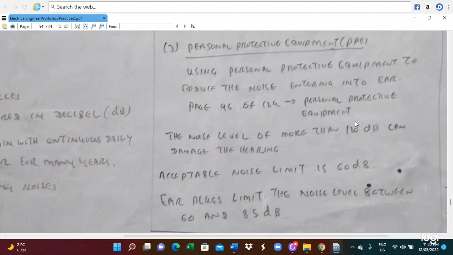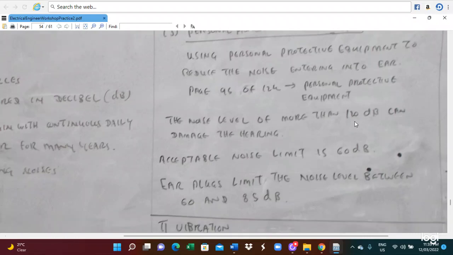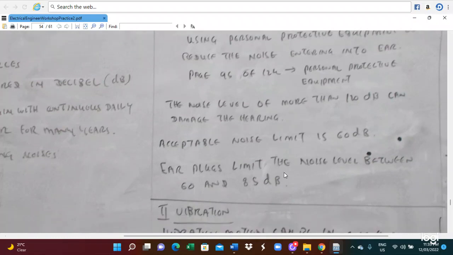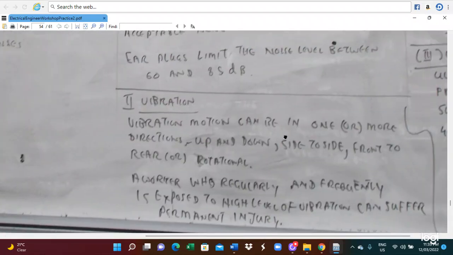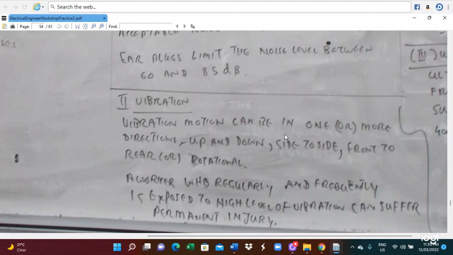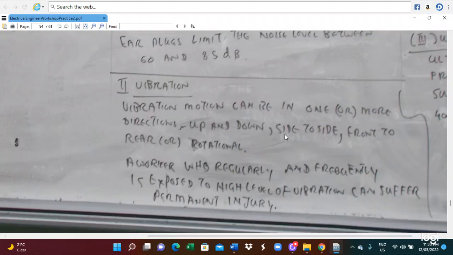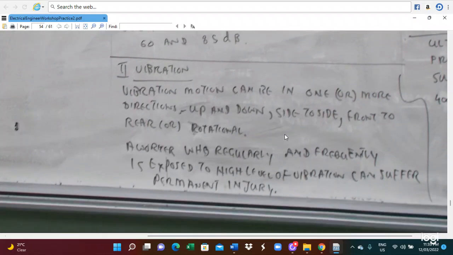In this case, a certain noise limit is 60 decibels. Earplugs limit the noise level between 60 to 85 decibels. Vibration is also a problem because you are using electric power tools. Because of the vibration, your hand can be injured. Therefore, workers need to follow the appropriate regulation. If they are frequently exposed to this noise and vibration level, they can suffer permanent injury.